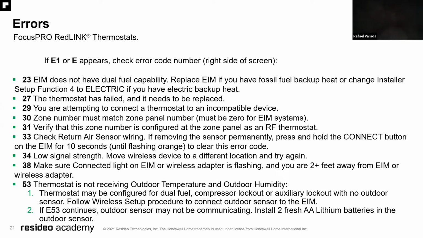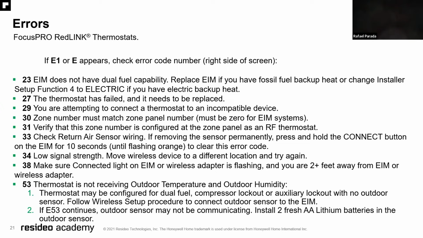And finally, number 53, thermostat is not receiving an outdoor temperature and outdoor humidity. So we have two case scenarios here. The thermostat was configured for a dual fuel system, or we have compressor and auxiliary lockouts, and there's no outdoor sensor. So we are telling the thermostat that we require the outdoor temperature, but there's no outdoor sensor. The AccuWeather temperature is not going to work with RedLINK. For RedLINK, we must have an outdoor temperature.